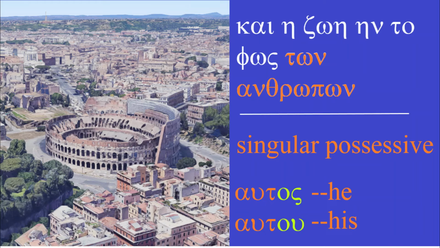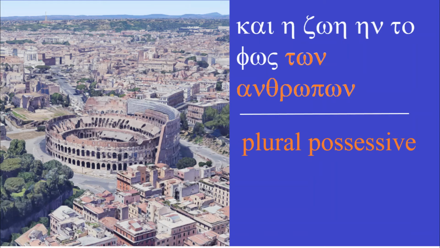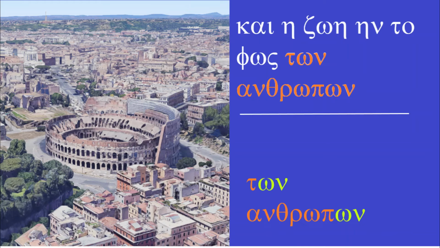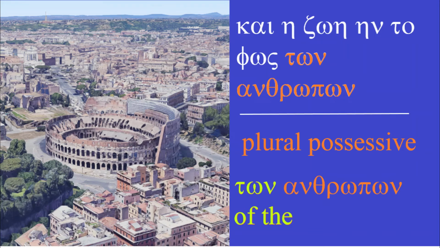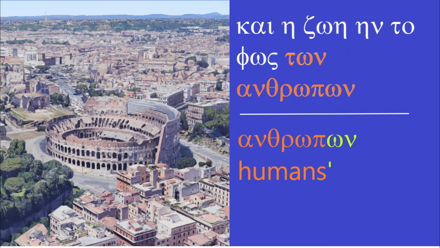We're now going to see the plural when we have a number of things, many things. Instead of ou, we have ōn, tōn anthrōpōn. And this translates literally to "of the humans." Anthrōpōn is the plural possessive for humans. And so in English, in order to indicate that, we can either say "of the humans," or we could have "humans'" with the apostrophe at the end of humans.